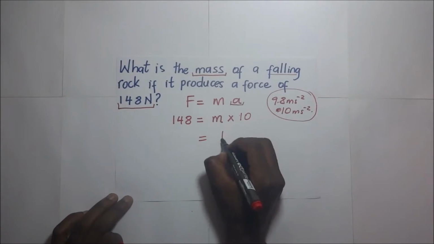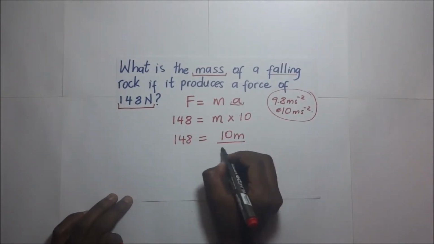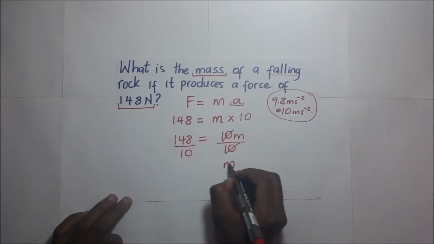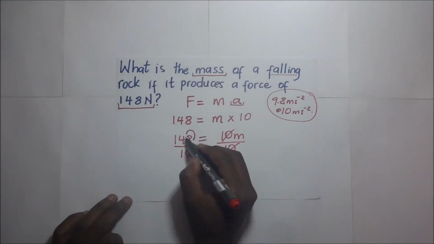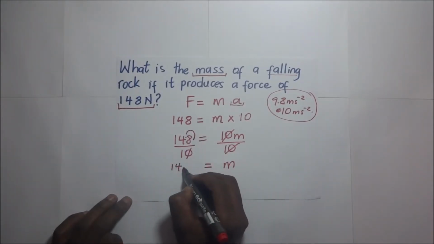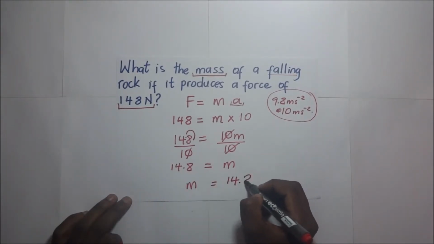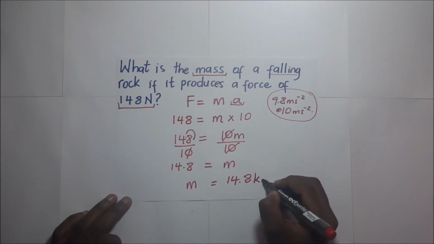So this is going to become 10m is equal to 148 newtons. When we divide both sides by 10, the zero cancels and the decimal point moves up, so we shall remain with 14.8. So our mass here is going to be 14.8, and that 14.8 is in kilograms.